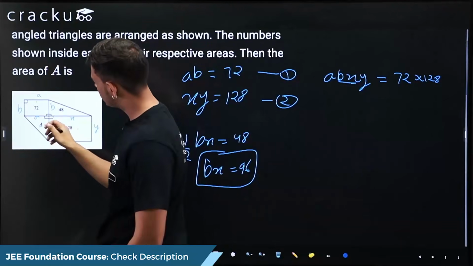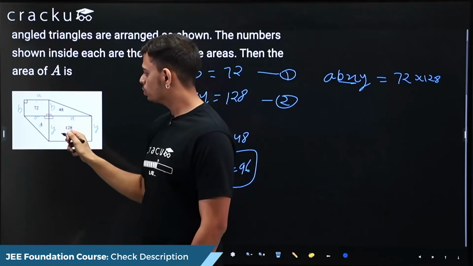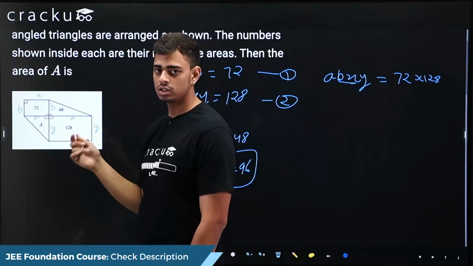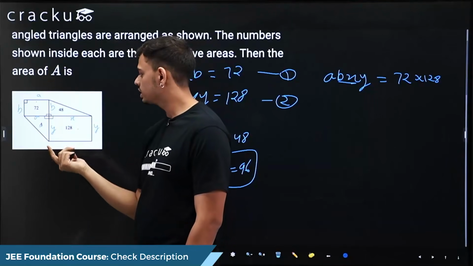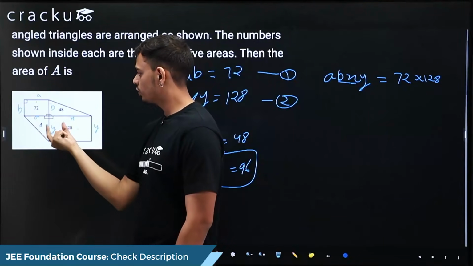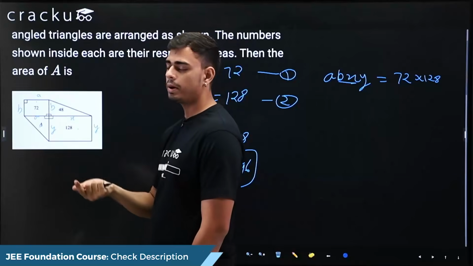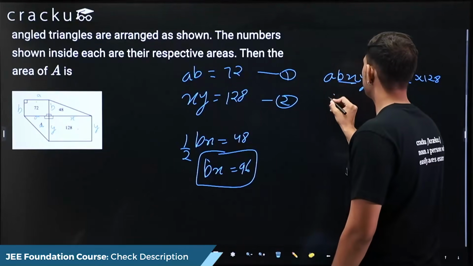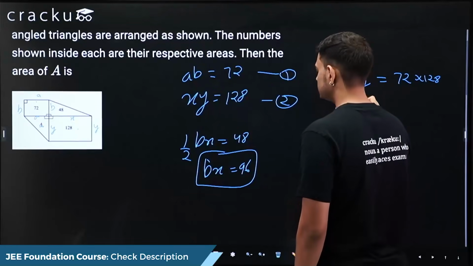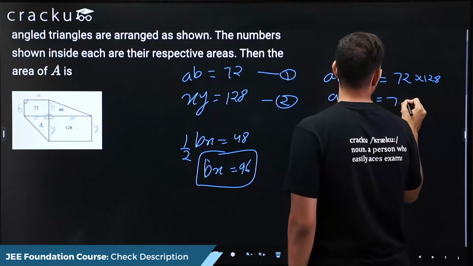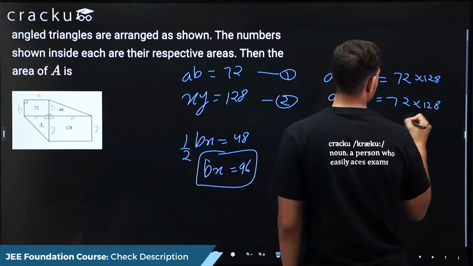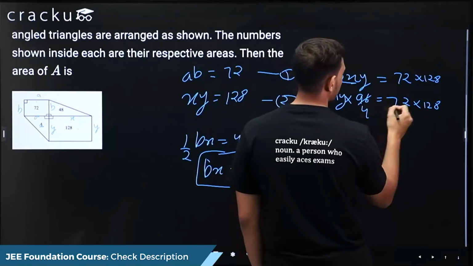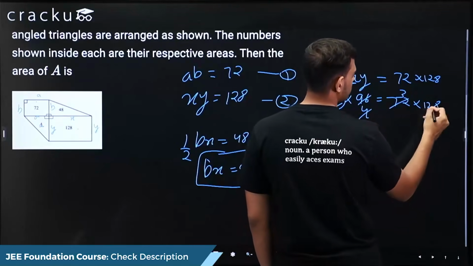What is the area of this triangle? Ay by 2, because a is perpendicular, y is base, or y is perpendicular, a is base, anything. It is also a right angle triangle. So once I get ay, I'll just divide it by 2 and I'll get the area, that is a. So ay multiplied by bx is 72 multiplied by 128. Okay, 24 times 4, 24 times 3, 4 times 32.